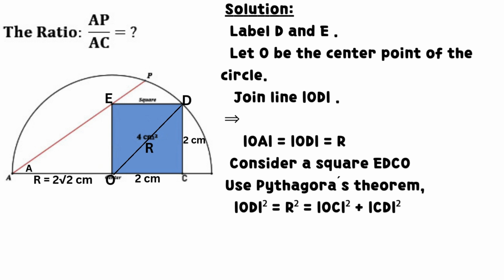Consider a square EOCD. Use Pythagoras' theorem. The square of line OD equals the square of R, which equals the sum of the square of line OC and the square of line CD.